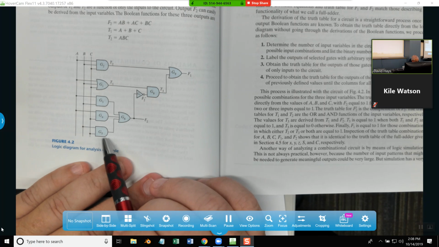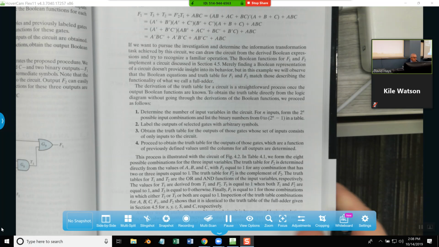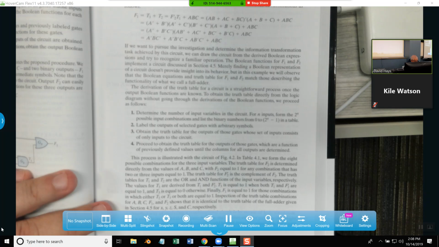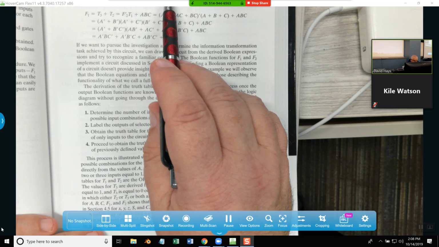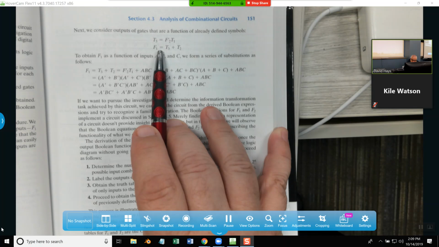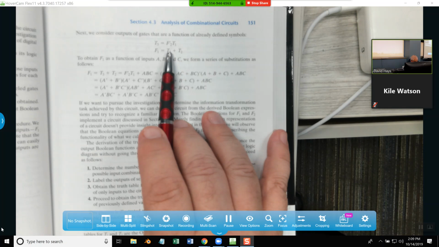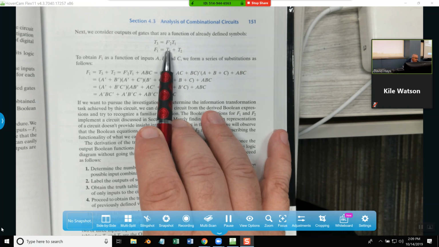Then they consider T3, which is not F2 and T1. And that comes from this right over here. So not F2 and T1.